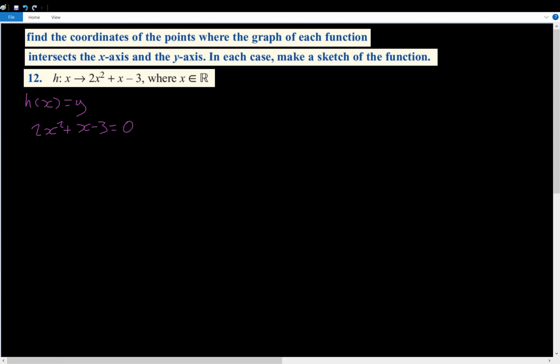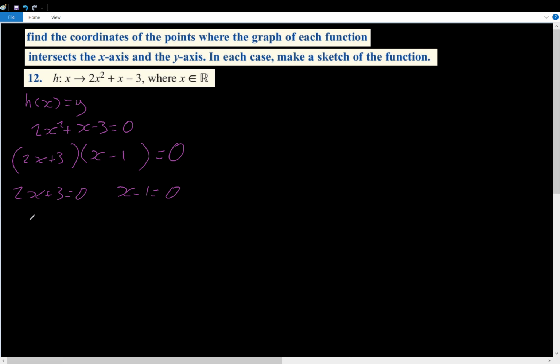And now we're going to factorize our left hand side in order to solve this. So we get pairs of brackets like this, and then we're going to have 2x plus 3 and x minus 1, and then we're going to set each of these brackets separately equal to 0. So we're going to get 2x plus 3 equals 0 and x minus 1 equals 0.